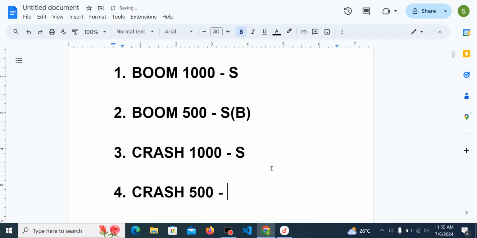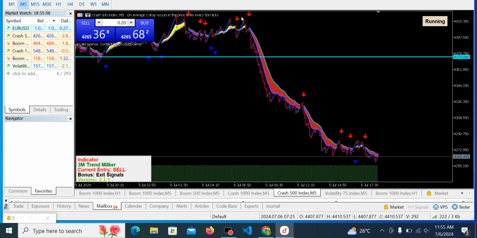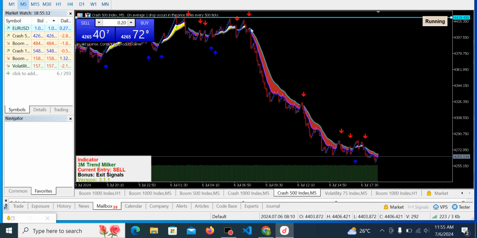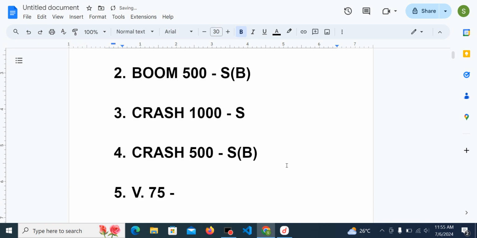So the next asset is going to be Crash 500. Let's check it out right away. This is Crash 500. It started a downtrend right from this resistance zone, and you can see the red flag and the red arrow, and it has been selling since then. It has gotten to a support zone. If it does not break out from there, it will go back into an uptrend, but for now it is still selling. That is when it will go back into an uptrend.